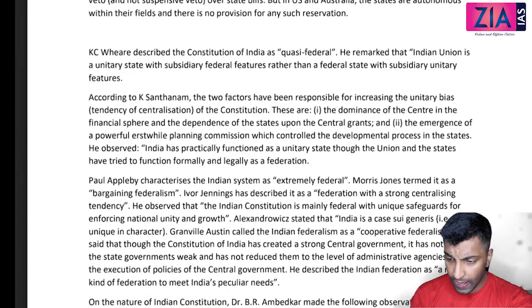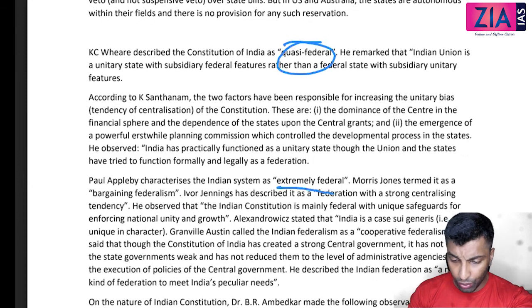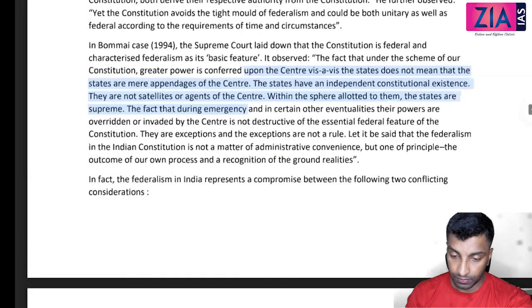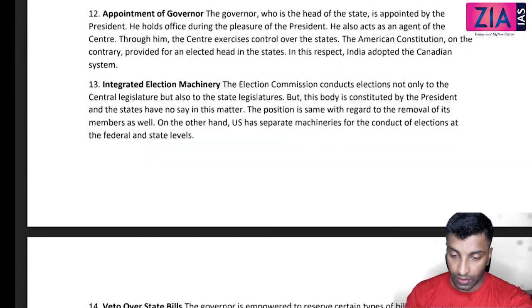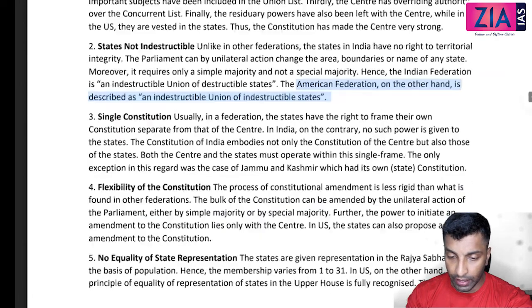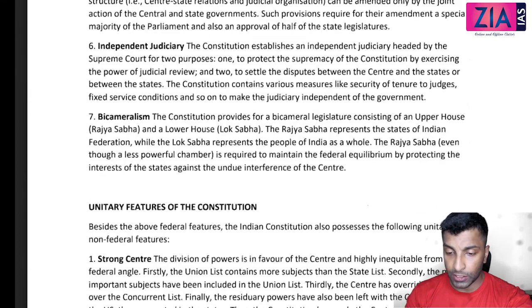Different views are there. Quasi-federal is fine. Sui generis is fine. Some people will say extremely federal. No, not extremely federal. In fact, this is the better view. This is directly from Laxmikanth. You can just read this, and I hope you will understand everything now. Very important question from the mains perspective.